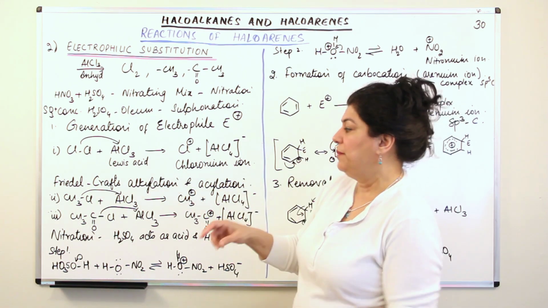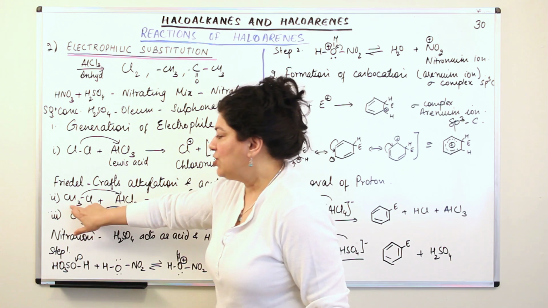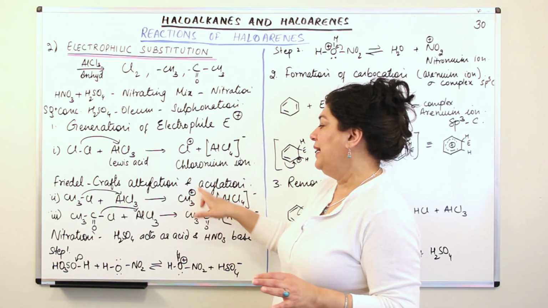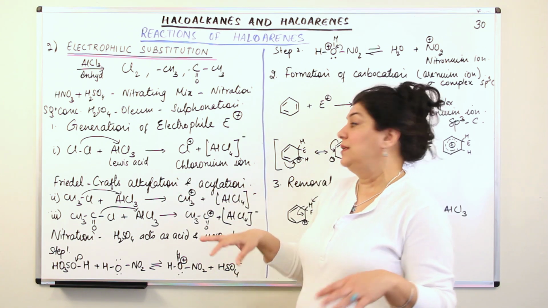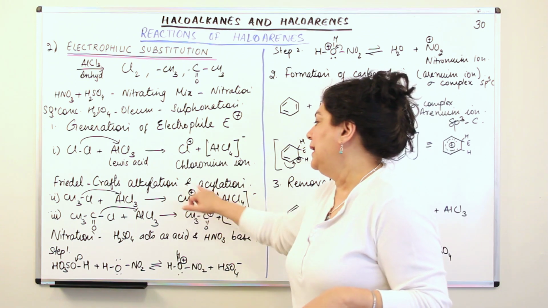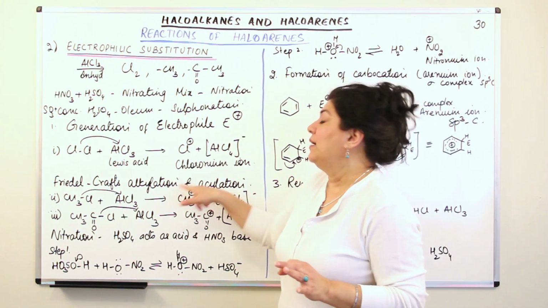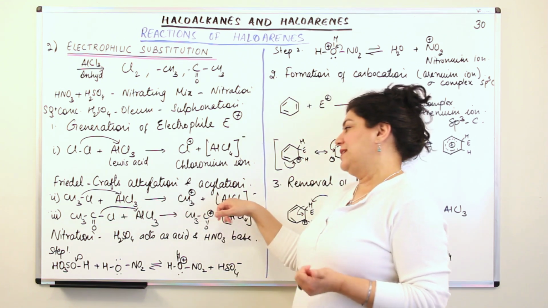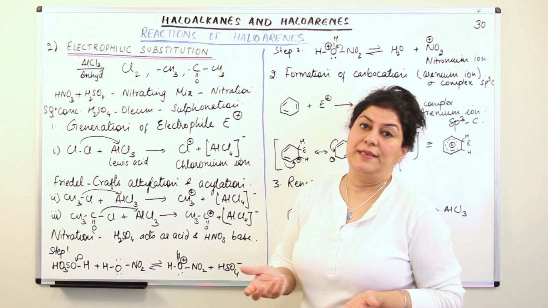The adjacent carbon becomes positively charged. So in CH3, the carbon of CH3 becomes positively charged. So the methyl group, just as this was the chloronium ion, this would be the methylanium ion, and this becomes the electrophile. And AlCl3 again gets converted into AlCl4 negative.